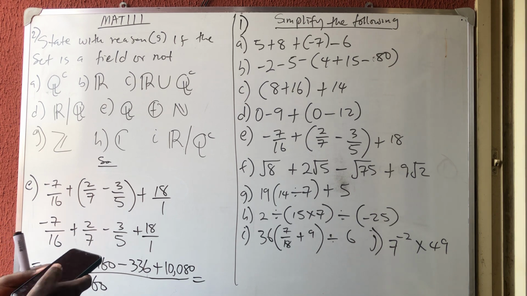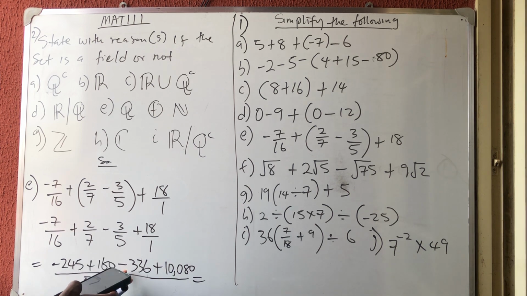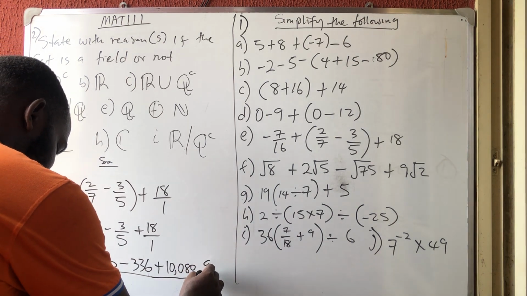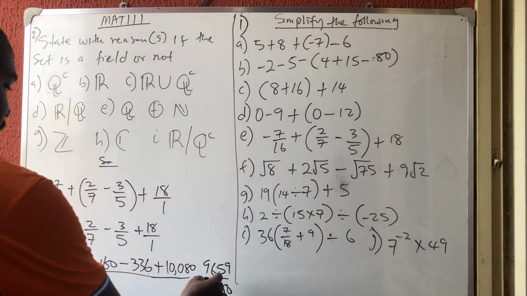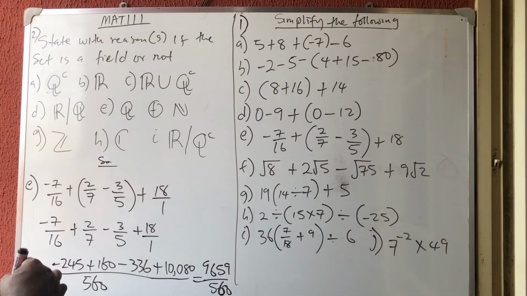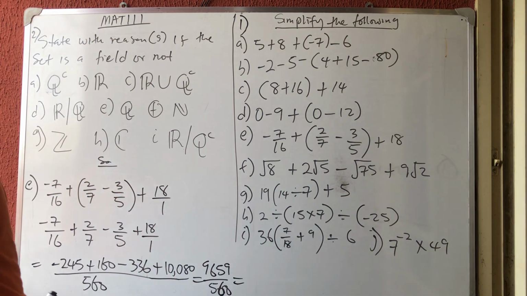Okay, so I'm going to start from here, plus this answer, minus 336, plus 160, minus 245. So I'm having 9659 divided by 560. So that is that. If you want to get your answer as a mixed fraction, you can say this answer we got divided by 560.